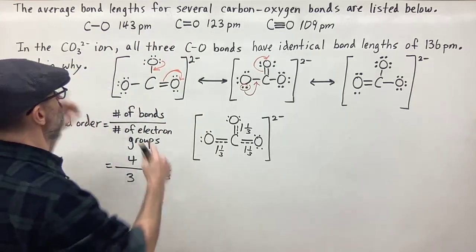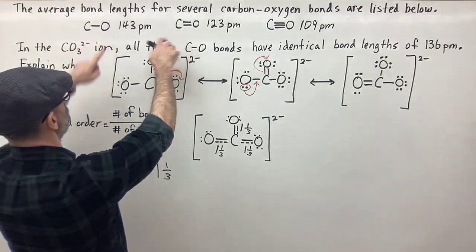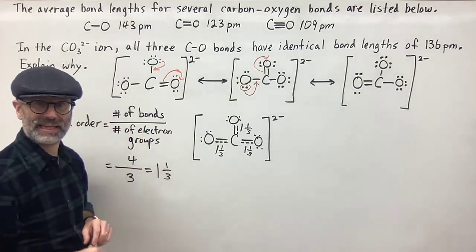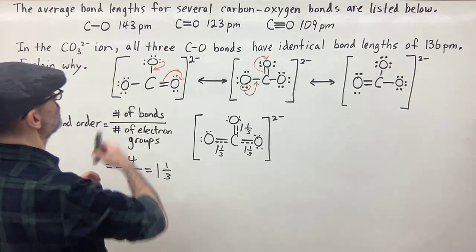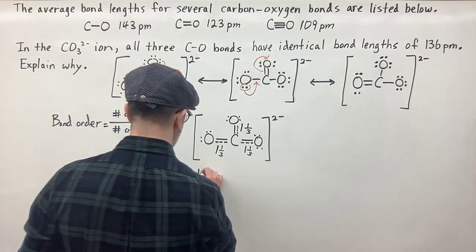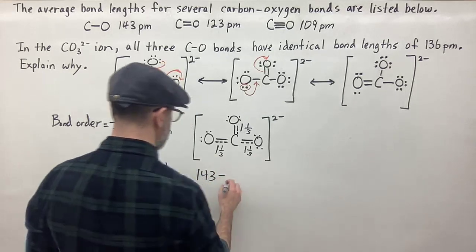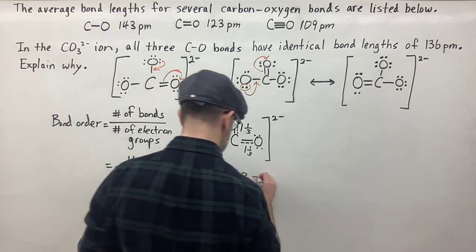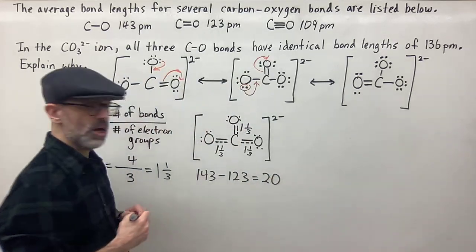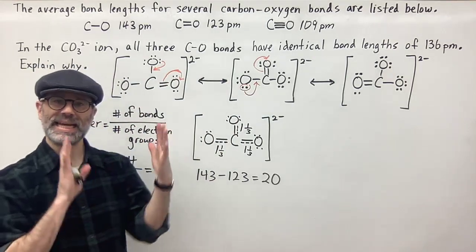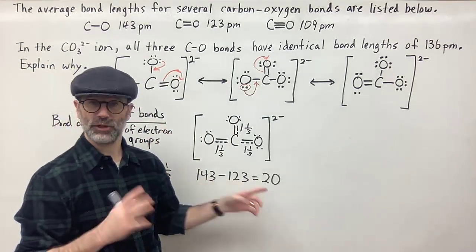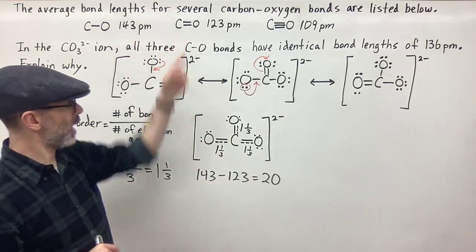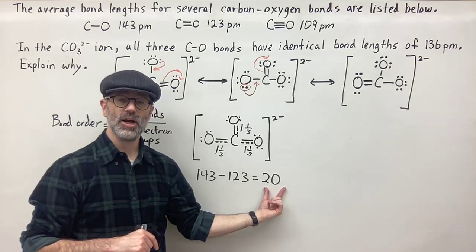So, what is the difference between 143 and 123? That's going to be the difference in the length of the bond. If I subtract 123 from 143, 143 minus 123 picometers is equal to 20. So that's the difference in length, you can think of it as distance, between the single and double bond. The 20 is the difference, right?